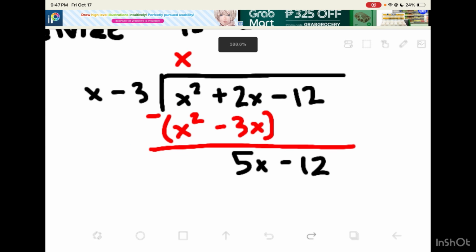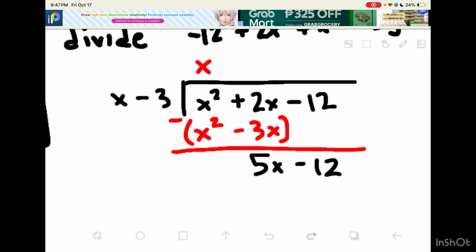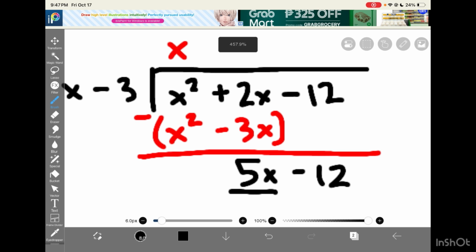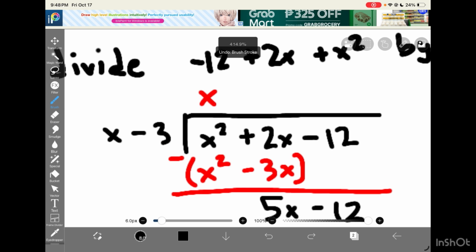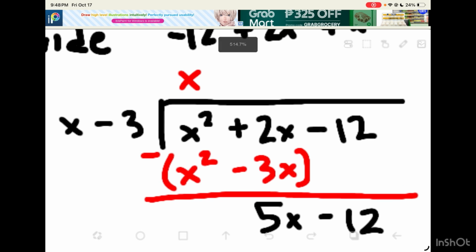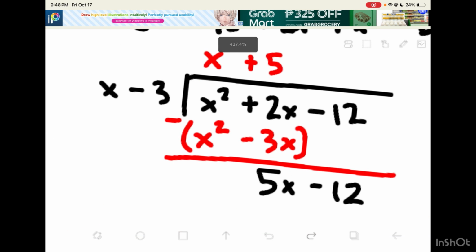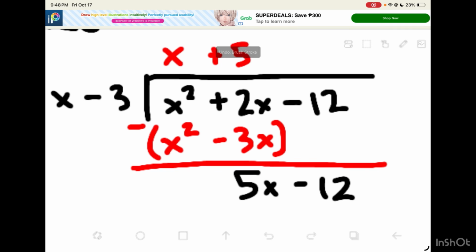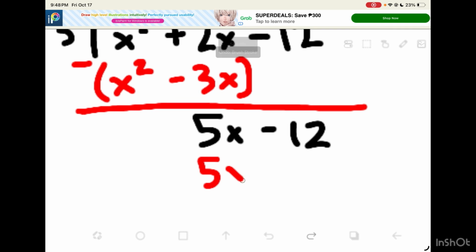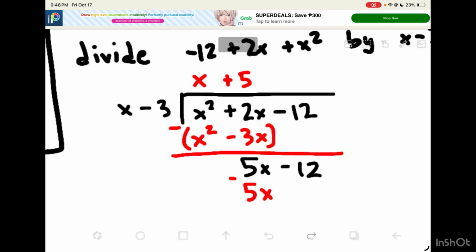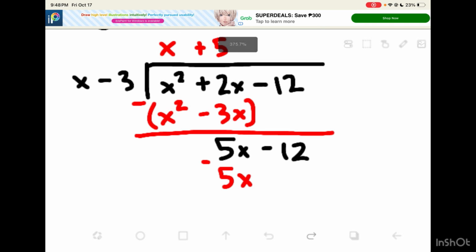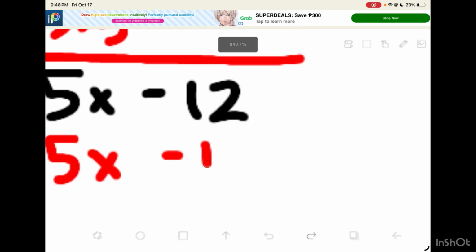And then we can just repeat the process again. So let's get the 5x. 5x divided by x is equal to 5. Then 5 times x, that's 5x. Then 5 times negative 3. Okay, 5 times negative 3 is negative 15.